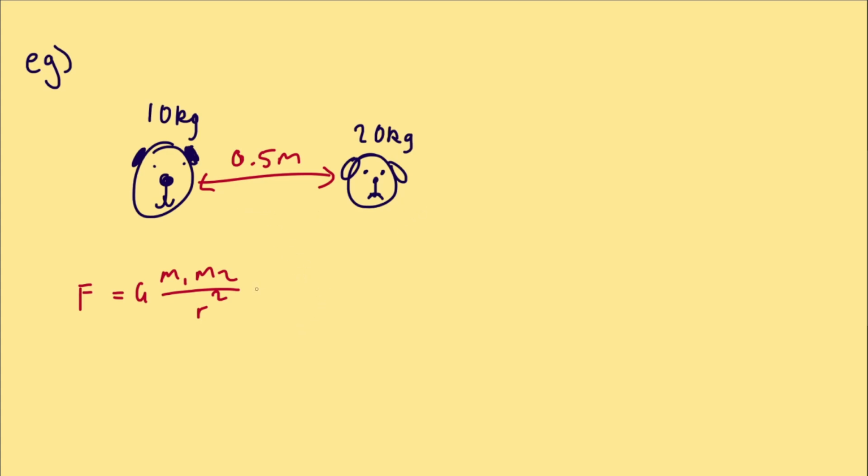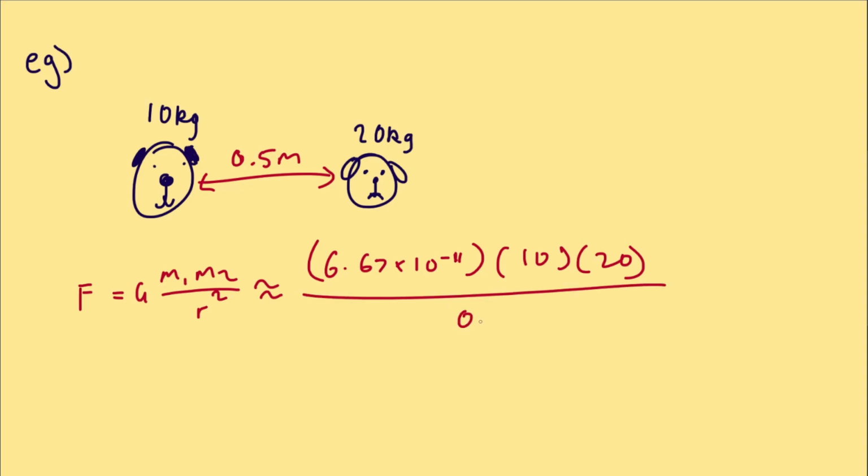Anyway, moving on with the solving. We just have to substitute everything in. I'm going to speed it up because it's some big numbers. This is roughly 5.04 times 10 to the negative 8 newtons.